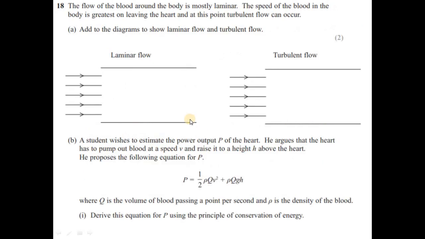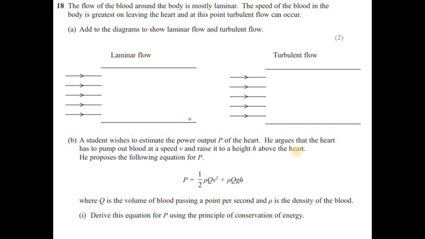The flow of blood around a body is mostly laminar. The speed of the blood in the body is greatest on leaving the heart, and at a point turbulent flow can occur. Add a diagram to show laminar flow and the turbulent flow.